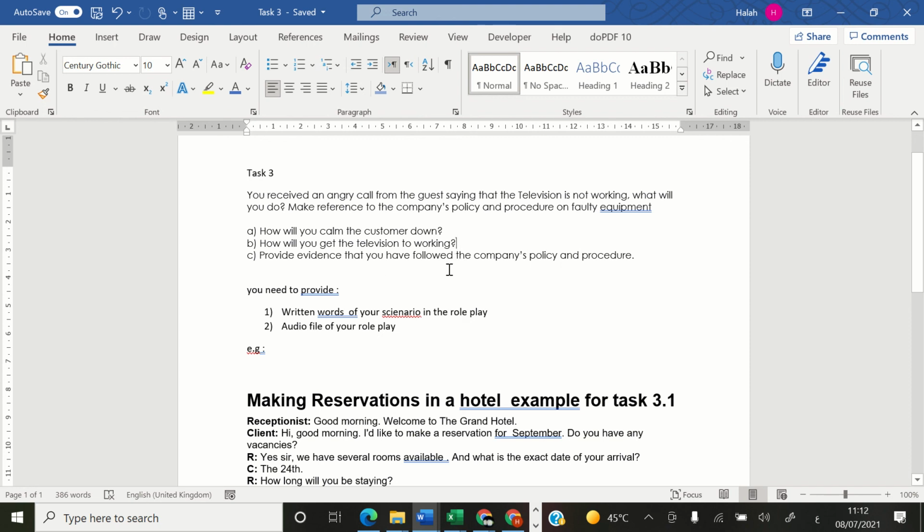Provide evidence that you have followed the company's policies and procedures by telling the guest, for example, you will report the damaged TV to the managers by filling a form, and later you will price it, but now as a quick solution, you will replace the TV. Yes.